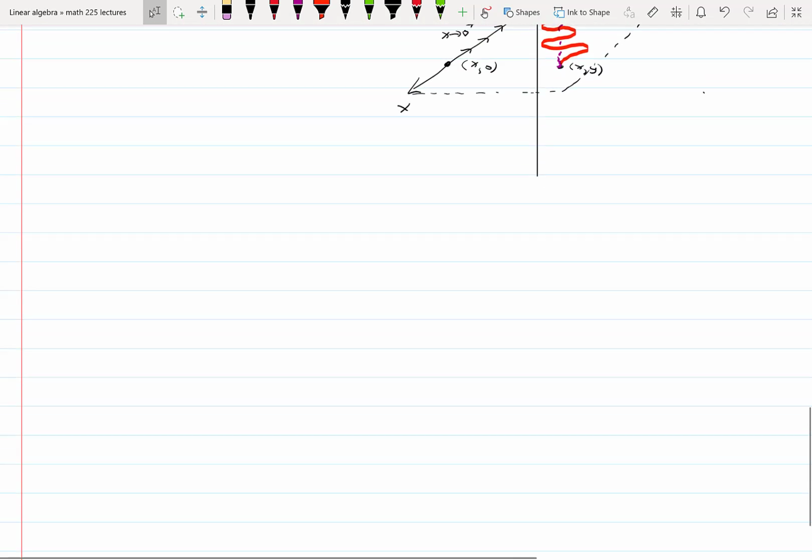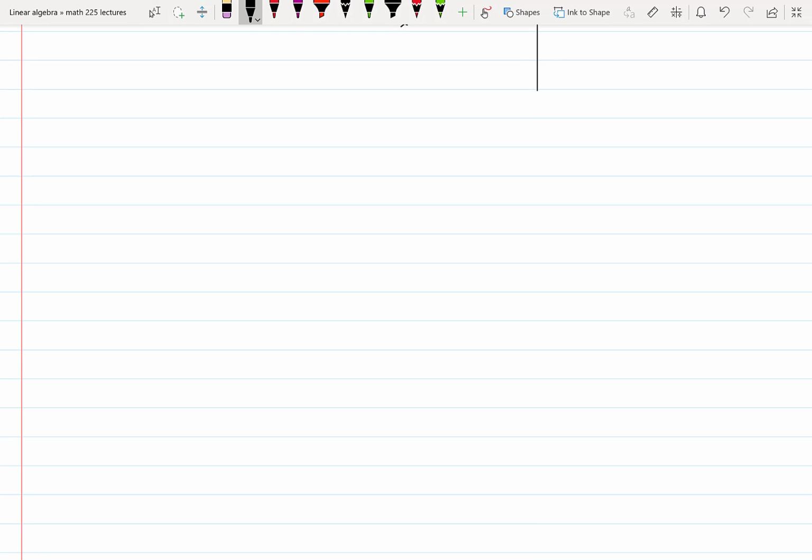Okay, so let's make this a little more clear. So my question I'm going to pose is, what is meant by the limit as the point xy approaches the point AB of f of xy equals L? What is meant by this?